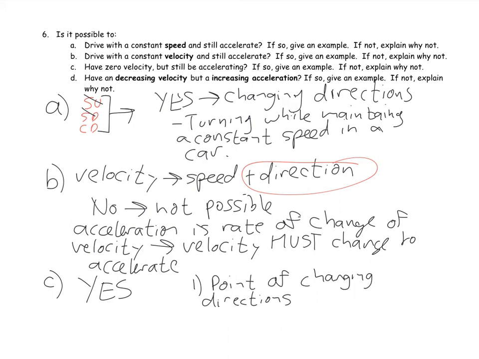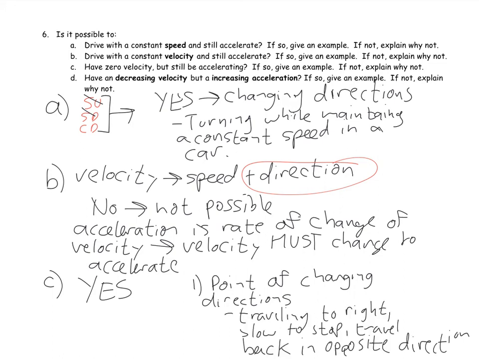So that would be like the situation where an object's traveling to the right, slows down to a stop, and then begins traveling back in the opposite direction. There's many examples of this, but the basic idea is we're going to have the object going like this to the right, slowing down to a stop, and eventually going back in the opposite direction. This point right here, as we're transitioning from going to the right to going to the left, is a situation where we have 0 velocity, but we still are accelerating.